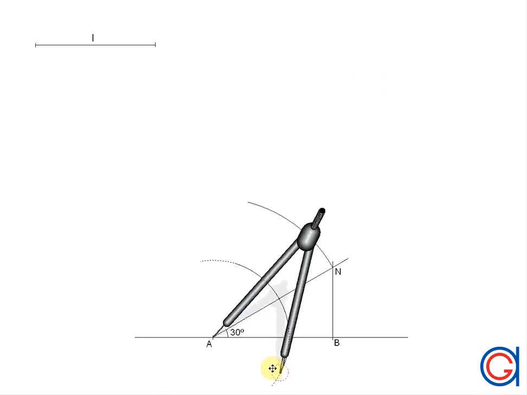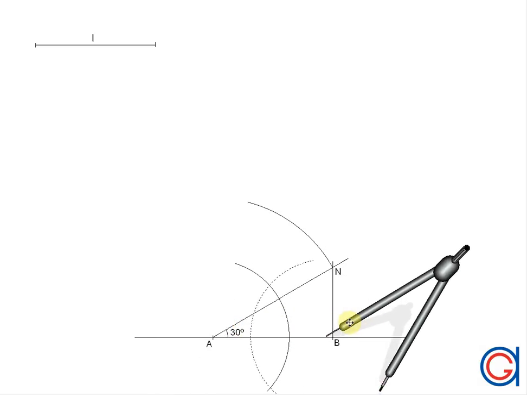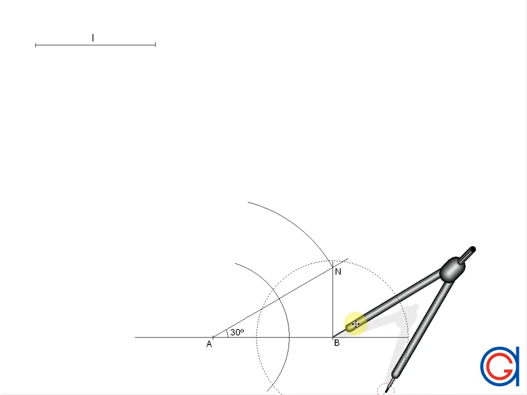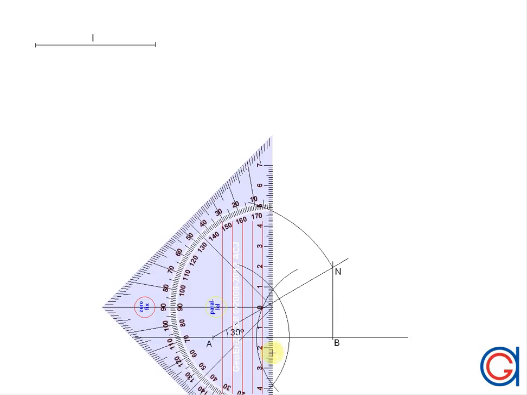The next step is to draw the perpendicular bisector of the given length AB. To do this, I remind you, we must draw two arcs with the same radiuses. These radiuses must be longer than half of the base, as shown in the video. And now we will draw the first arc with the compass centered on point A, and then a second arc with the compass centered on point B. These arcs will cut each other above and below the line.